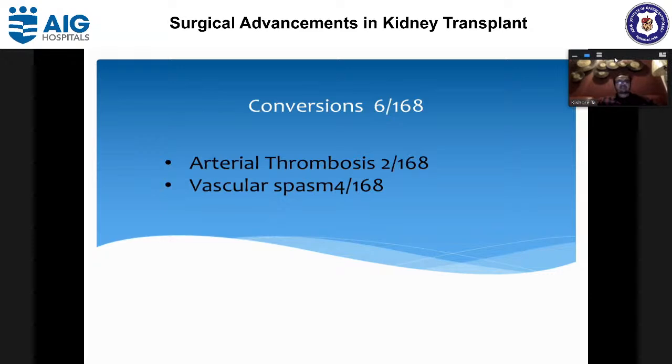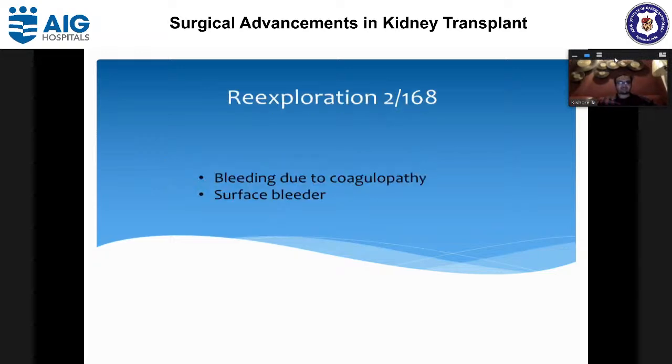And we had 4 other conversions apart from these 2. All 4 were vascular spasm, and it all subsided on its own. The output started improving once we opened it. So that is one area we need to figure out, where vascular spasm can sometimes force us to convert. And we did 2 re-explorations in the night due to bleeding. One was a surface bleeder, the other patient had a coagulopathy, which was undetected.